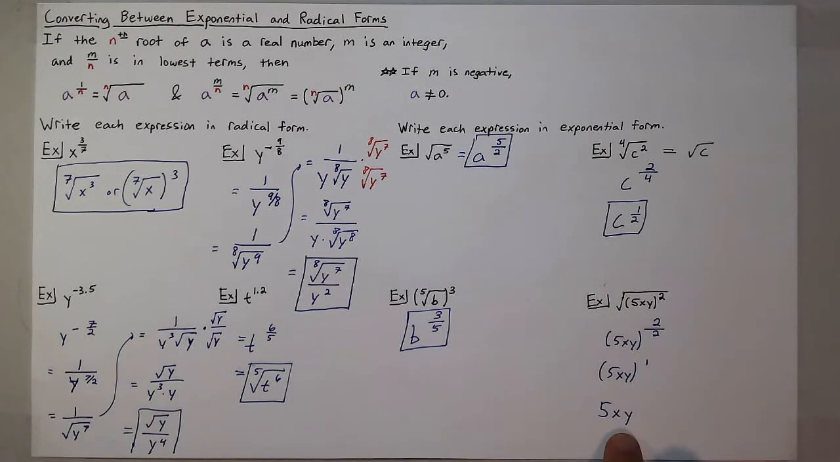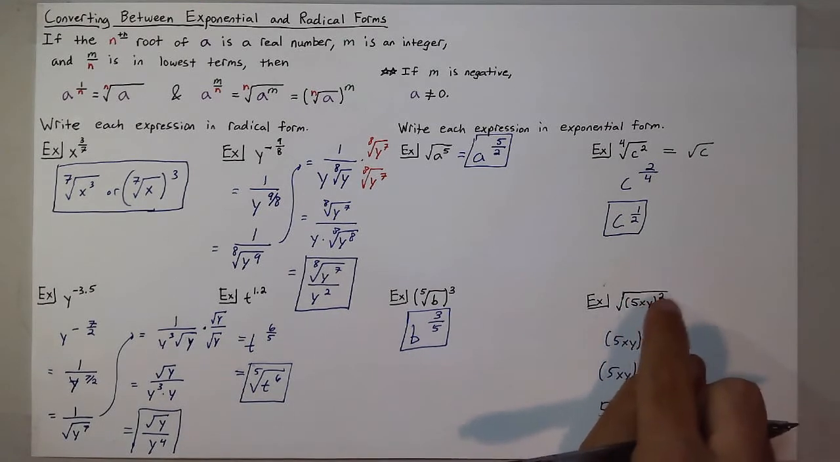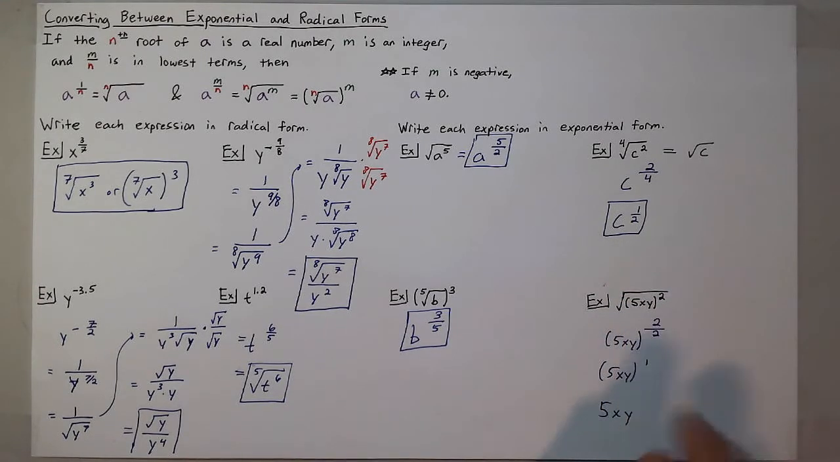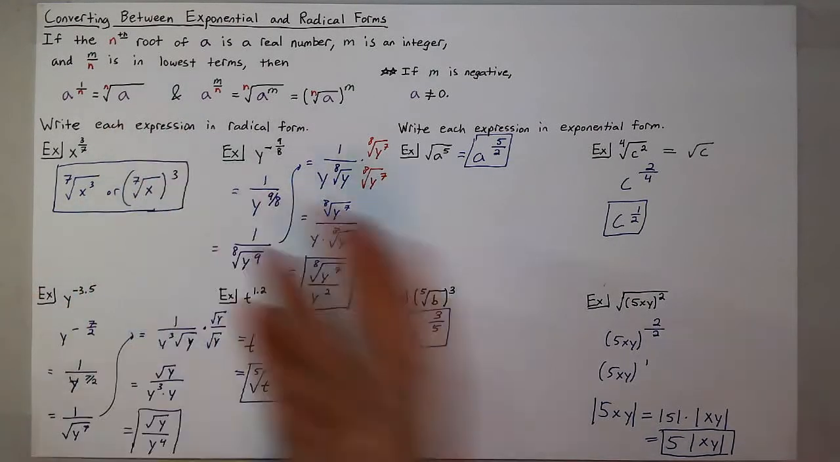But one thing you should keep in mind is that this expression could be negative, but looking up here, squaring this inside part is always going to be a positive number. So the output should always be positive. So we'll put it into absolute value. And if you wanted to simplify this, you can separate the absolute value of 5 times the absolute value of xy, and just get 5 absolute value of xy. So when I transfer this to an exponential form, I actually end up getting this absolute value expression. And that is how you convert between exponential and radical forms.